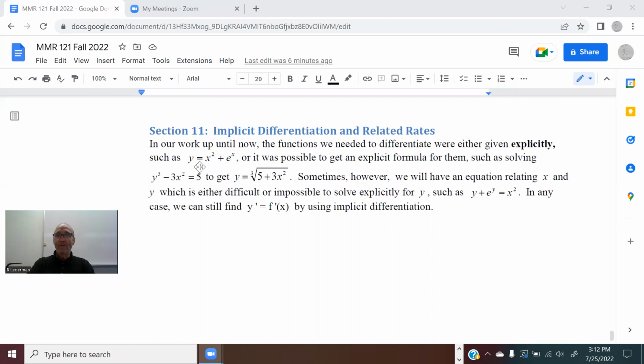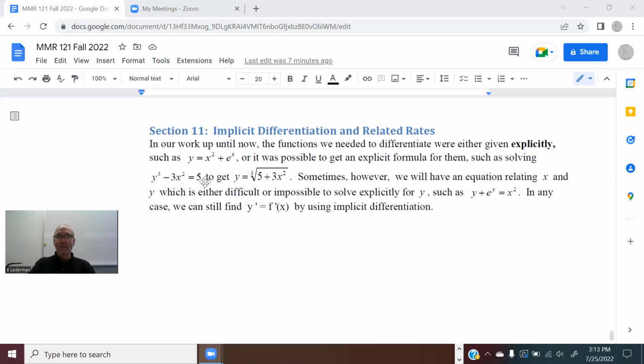If you have a function that you have to differentiate, usually it's given explicitly, where y is explicitly a function of x. So y is equal to x squared plus e to the x. That's called an explicit function. I could separate y on this side of the equation, and just all x's on this side of the equation.